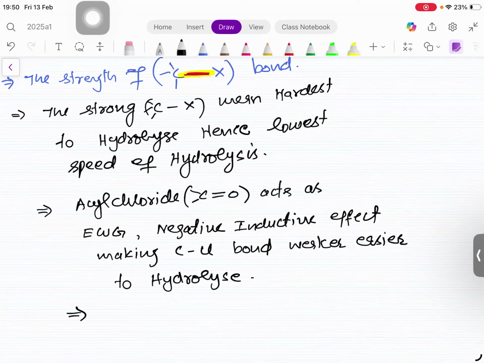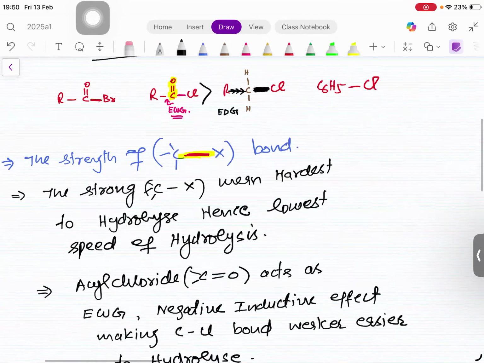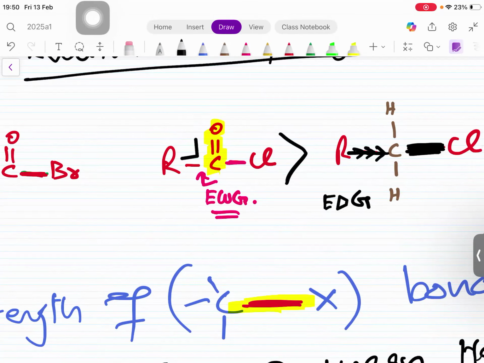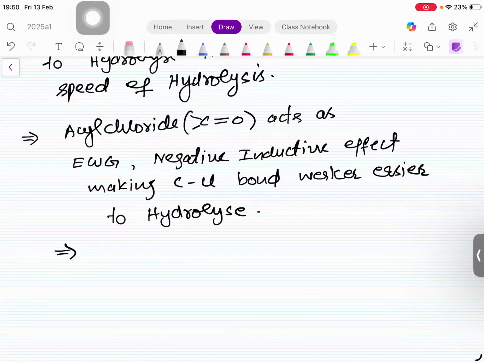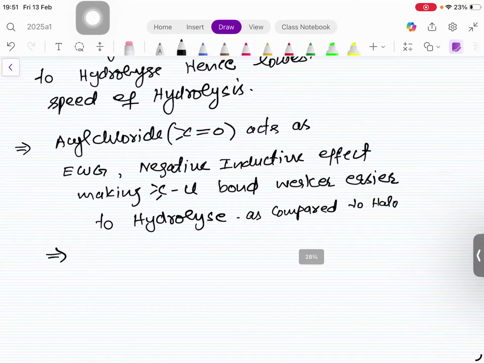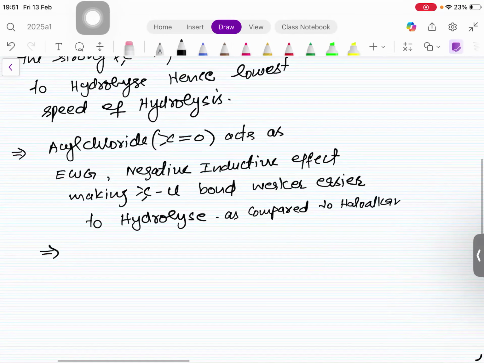On the other, no, that's beyond that point. So with very next to that, it also pulls the electron density of that R group towards itself, of this side too. So it doesn't let it go towards that side. Okay, so it's a kind of electron withdrawing. So easier to hydrolyze. Okay, or more rate of hydrolysis as compared to haloalkane or alkyl chloride. Haloalkane or alkyl chloride.